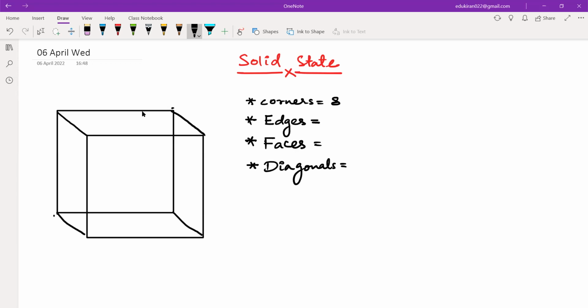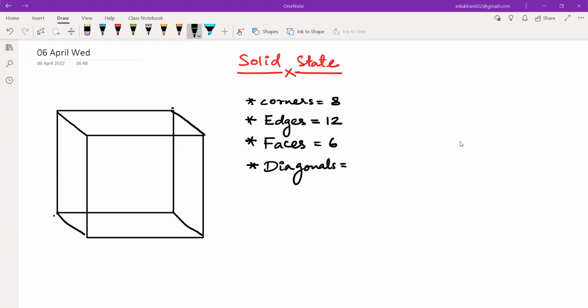12. Right, Hamza? 12 edges. Okay. How many faces? 6 faces. How many diagonals? 2. Sir, 4. Okay.